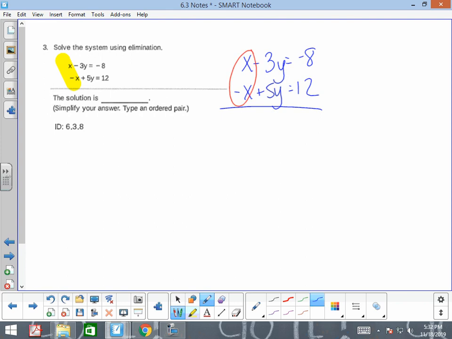That's 0x. Now let's add the y terms. So that's 2y equals. Now add the constant terms. So negative 8 plus 12 is 4. And we get y equals 2.